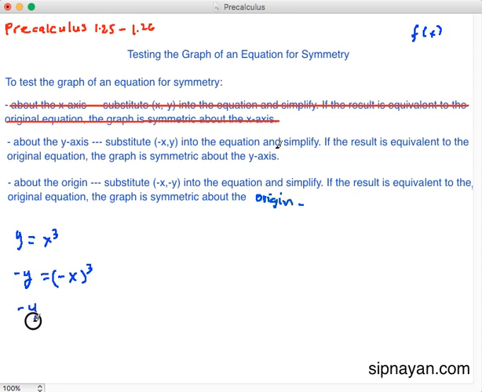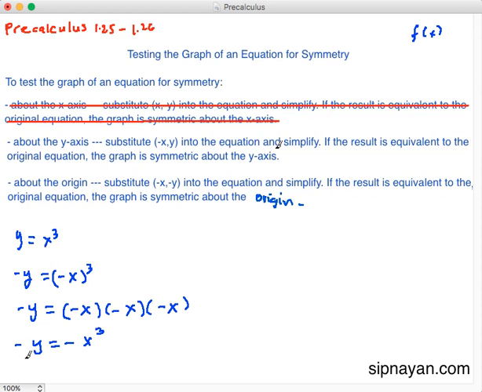Simplify natin: negative y equals, what is negative x cubed? May ibig sabihin yan: negative x times negative x times negative x. Negative times negative is positive, times negative is negative. X times x times x, that's x cubed. So, negative y equals negative x cubed. Nakita niyo yung pagkakaiba nito sa original, no?